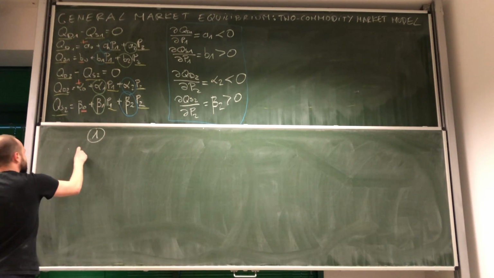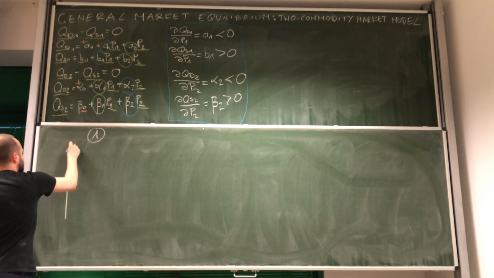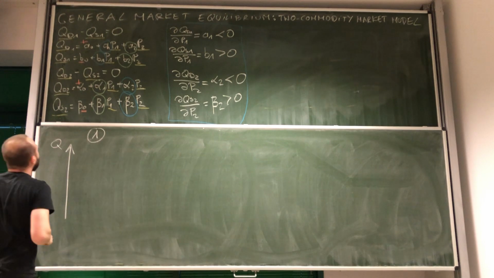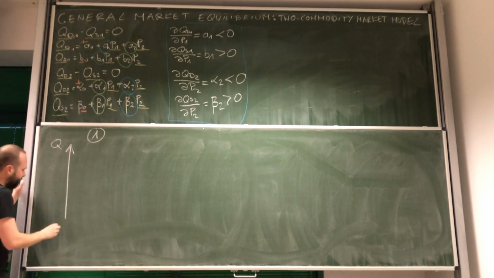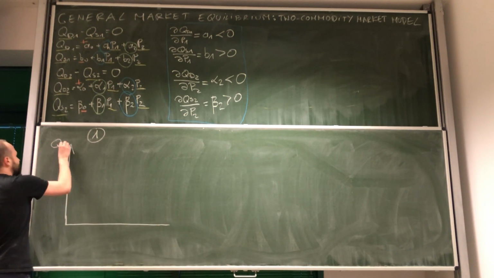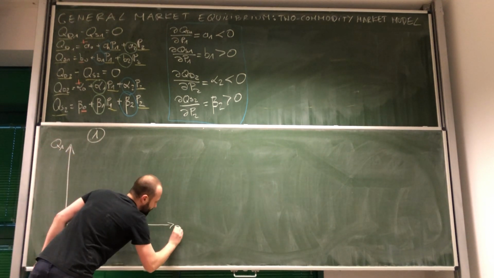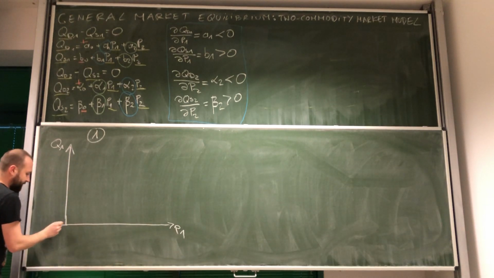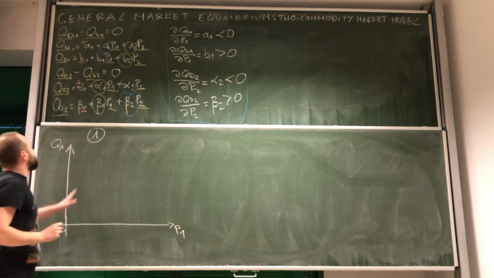So we need to have Q. I'm just gonna call it Q. Q1, right, in this case, and here P1. Because here the model is becoming really, really complex.